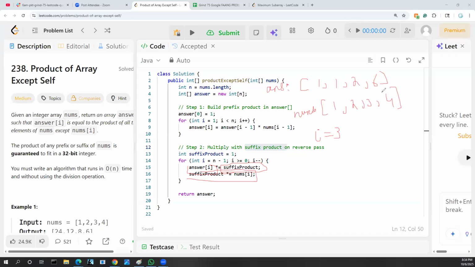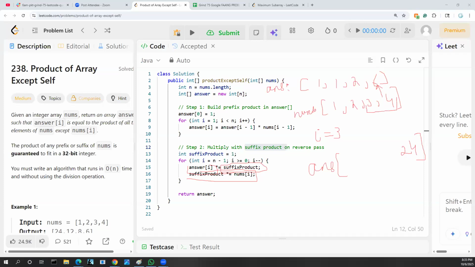I'm taking the suffix, multiplying with this one, and then I'm going to go. This is my new answer array. So I'm multiplying this and storing it here. 4 times 6 is 24, right? This is a prefix and my suffix will increase. Now 4 times 3 is 12.